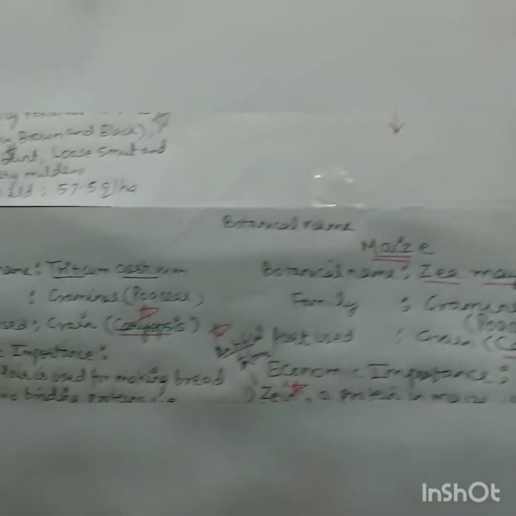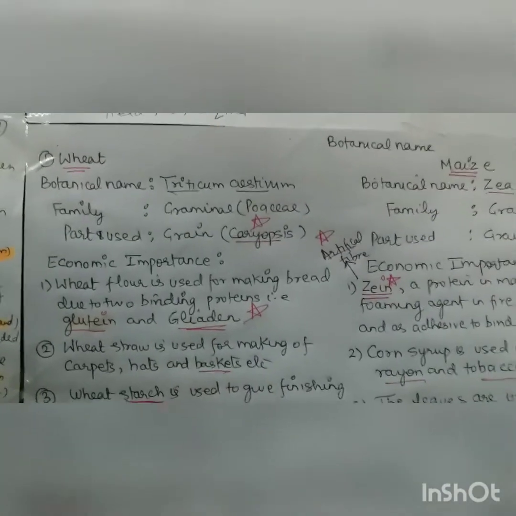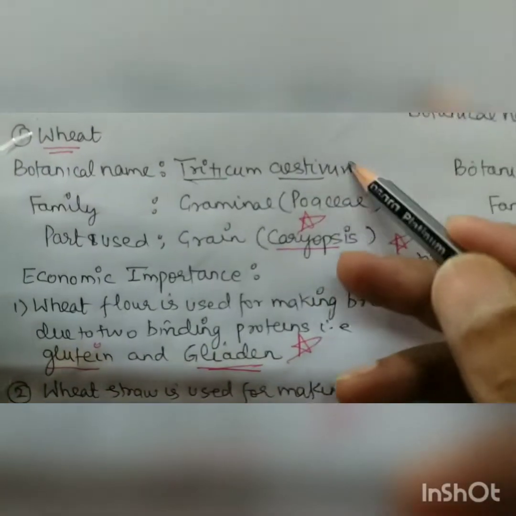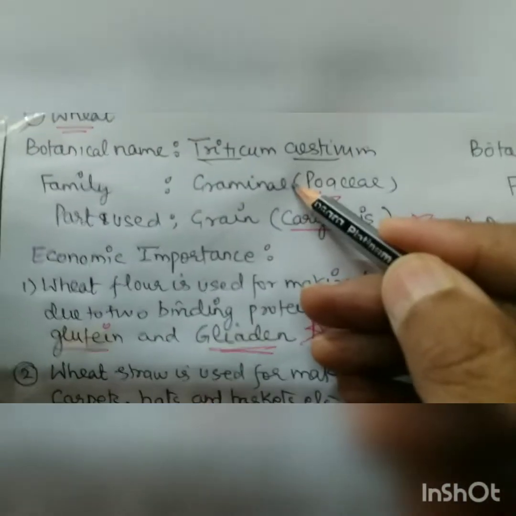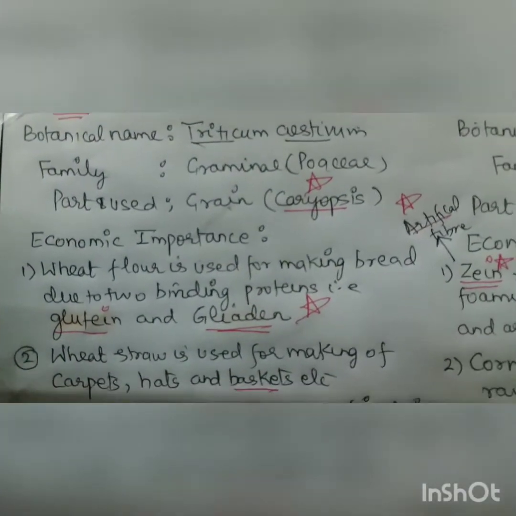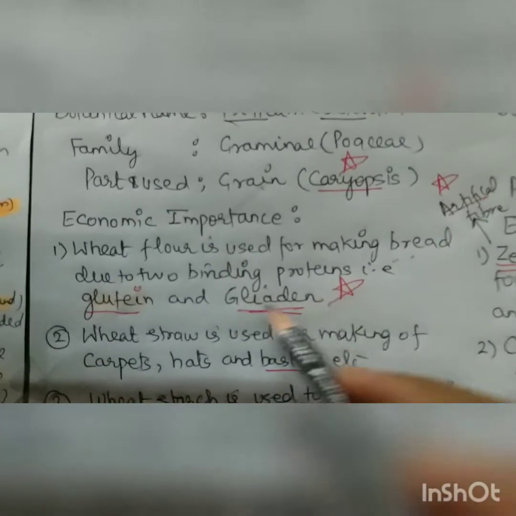So now I am coming to the very important part: wheat botanical name and economic importance. The wheat botanical name is Triticum aestivum. It belongs to the Gramineae family, and the grain is a caryopsis, which is single seeded and indehiscent. Wheat flour is used for making bread and chapatis due to two binding proteins.